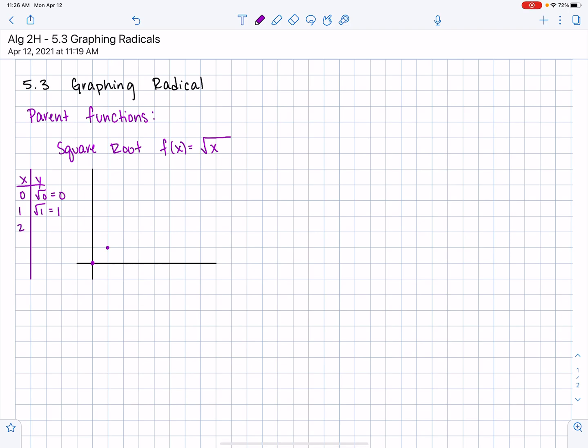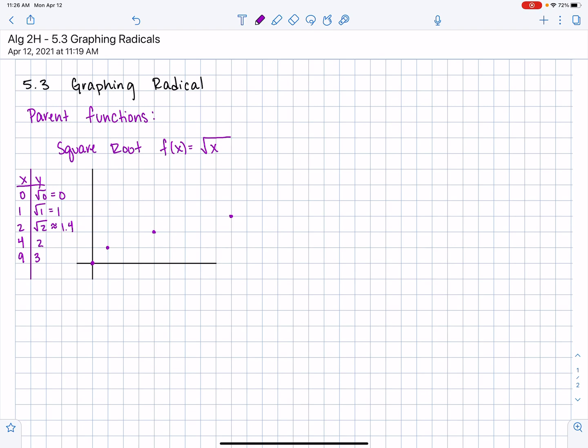And then we start getting into some irrational numbers, right? The square root of 2 is about 1.4. It's really hard to graph the square root of 2. So we're going to start looking at inputs that we know we can take the square root of. For example, we know we can take the square root of 4, and that's going to give us an output of 2. We know we can take the square root of 9, and that's going to give us an output of 3.